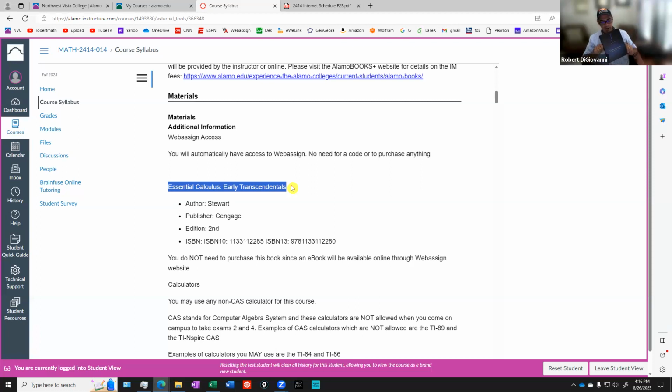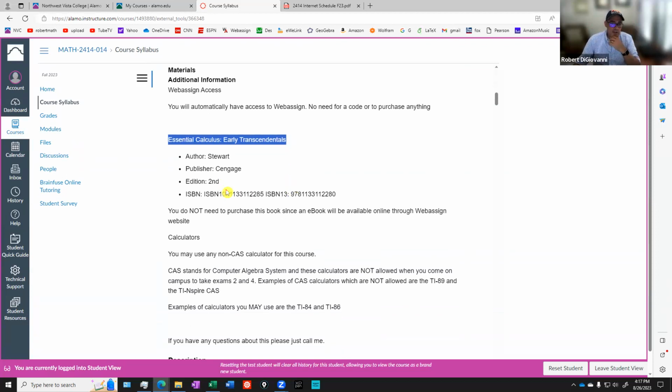It's a blue book. Essential Calculus, little integral symbol there. If you want to get your hands on a copy of that, feel free to. You don't have to, but some people like to have a book. It makes them feel like they're in a class. But that's the information right here. If you want to get the book, that's the ISBN information.